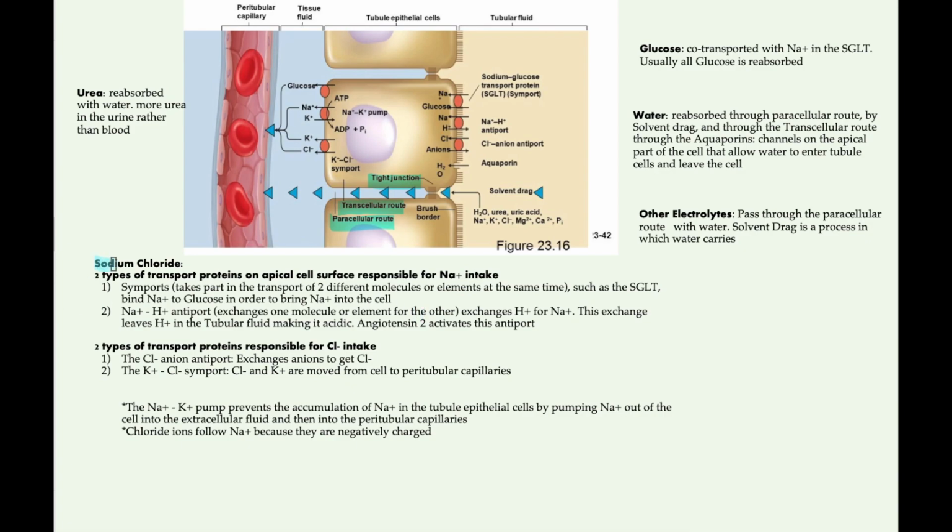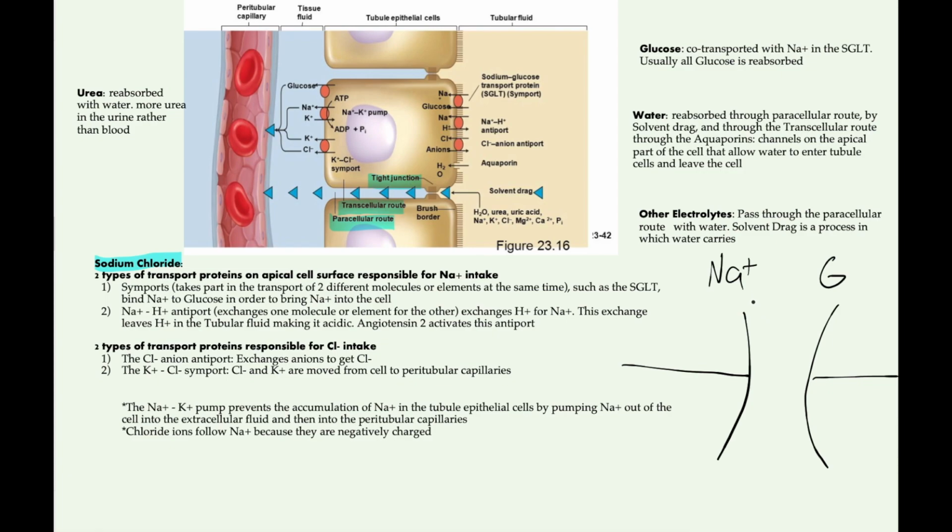We'll start with sodium chloride. There are two types of transport proteins on the apical cell surface that are responsible for sodium intake. The first includes symports, which transport two different molecules or elements at the same time. I'm just going to draw the function of a symport. Since we're talking about the sodium glucose transport protein, I'll illustrate it right here. Let's say we have our sodium right here, and let this G represent glucose. I'm just too lazy to write the chemical formula because it's very long.